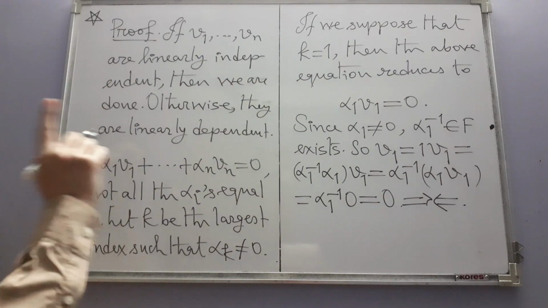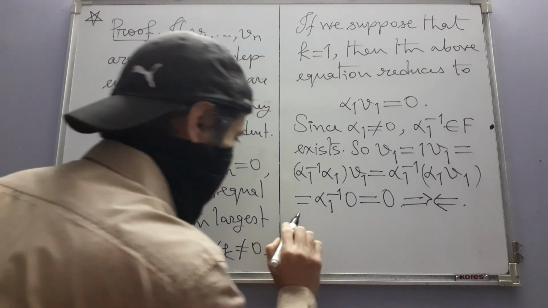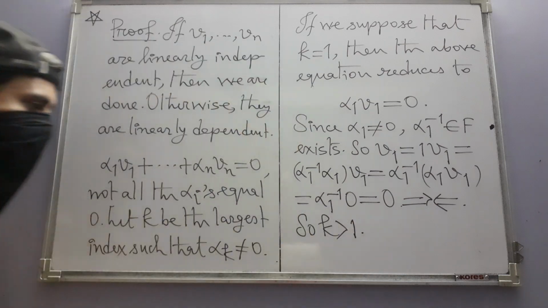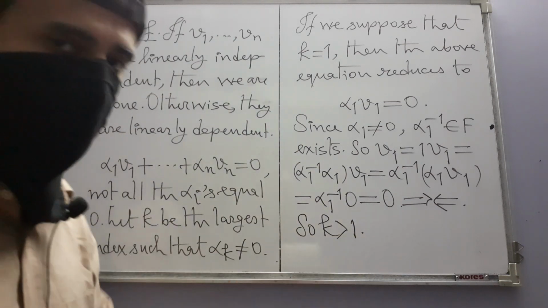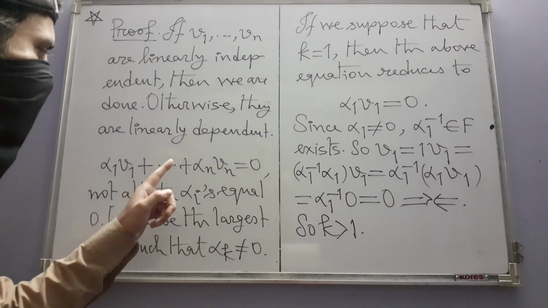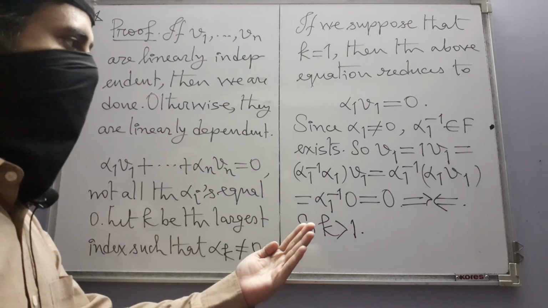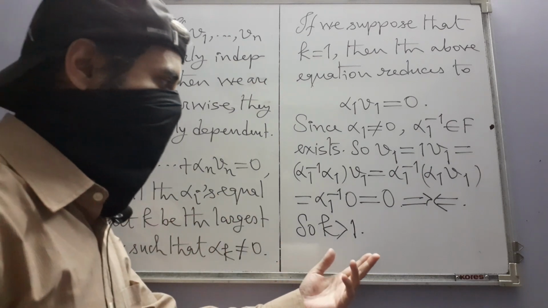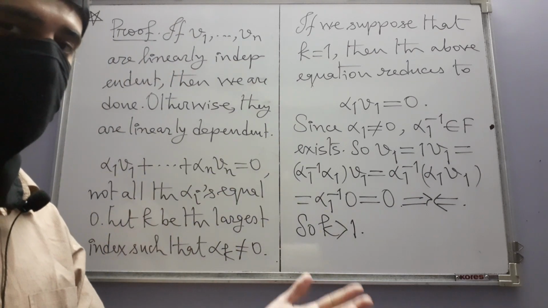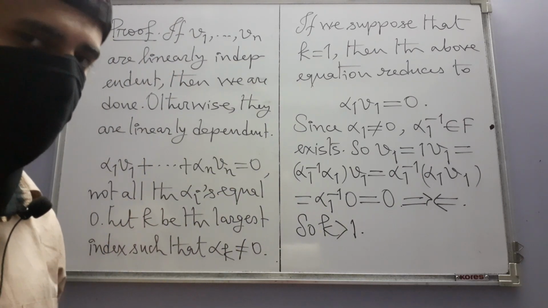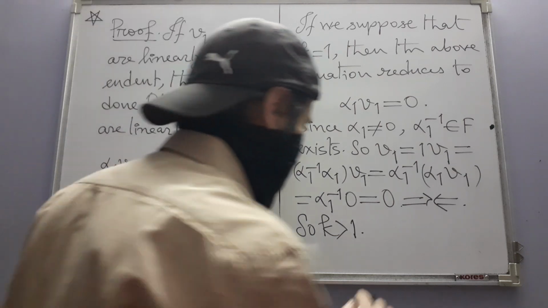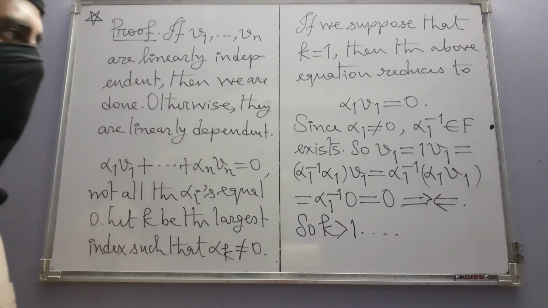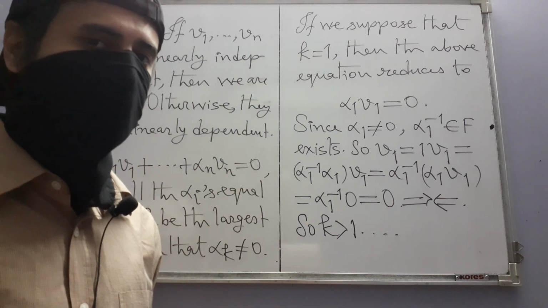And that is why we cannot suppose that k is equal to 1. So, k must be greater than 1. And because k is now greater than 1, there actually exist vectors before vk. It's not that there is no vector that precedes vk. There are vectors that precede vk, at least one. And that is why the rest of the proof now follows easily. And there is no gap in this.